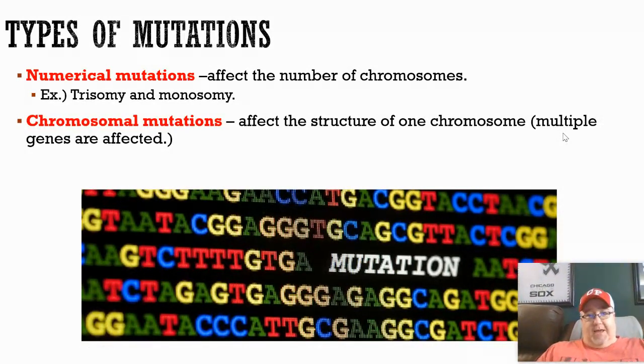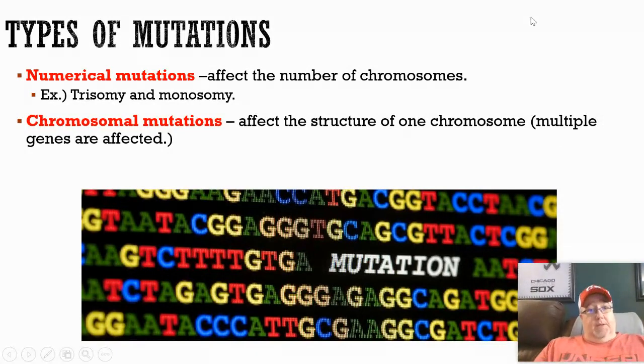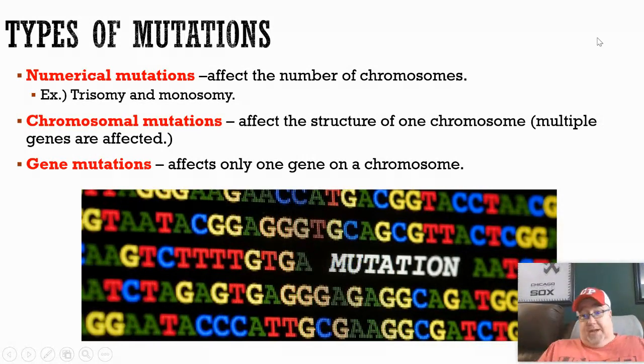But chromosomal mutations and numerical mutations are not the same thing. Numerical is when you have an extra chromosome or are missing an entire chromosome. Chromosomal mutations are when one chromosome has several genes that are impacted on it, but it's not because there's an extra one or a missing one. All right. Then finally, we have gene mutations. Gene mutations, which we'll talk about today as well, affect only one specific gene. So only one segment of DNA on a chromosome is impacted by a gene mutation.